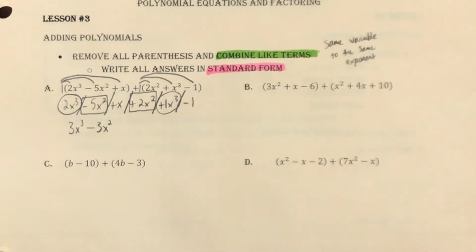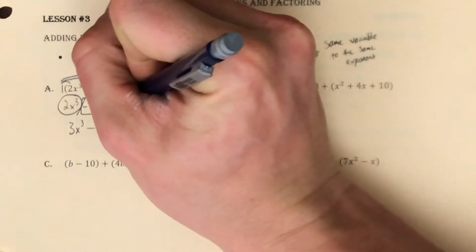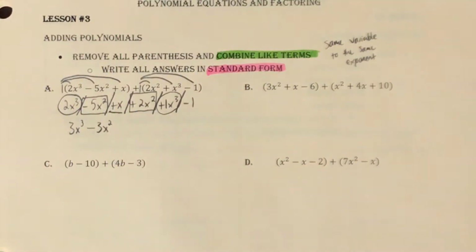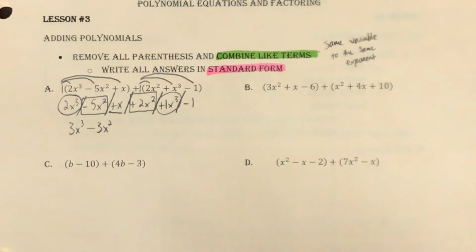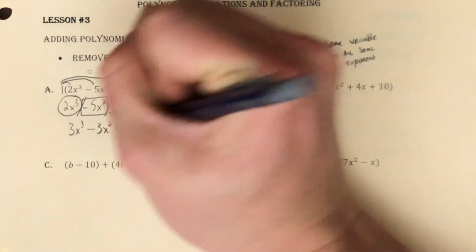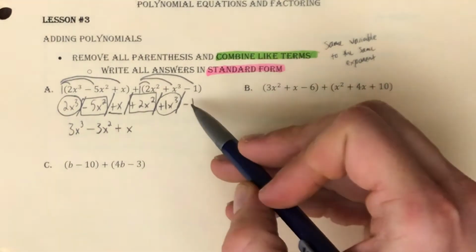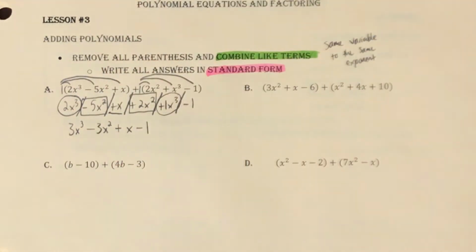Then I practice with the next one. So I've got a plus x here, and I need to look, do I have any other terms with just x's? Well, the only other term is negative 1, so I don't have anything to combine that with, so I bring it down as is, so plus x. And then I bring down the negative 1, nothing to combine that with.